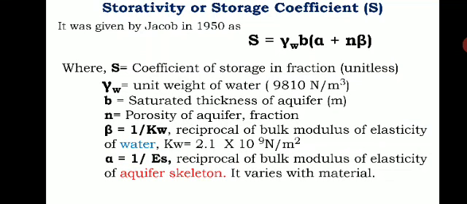So this is the formula for S, that is the storage coefficient. You have to remember this formula to solve the problems based on it. So S, the storativity, that is storage coefficient, is equal to gamma w b into bracket alpha plus n beta. That is the formula for storativity.